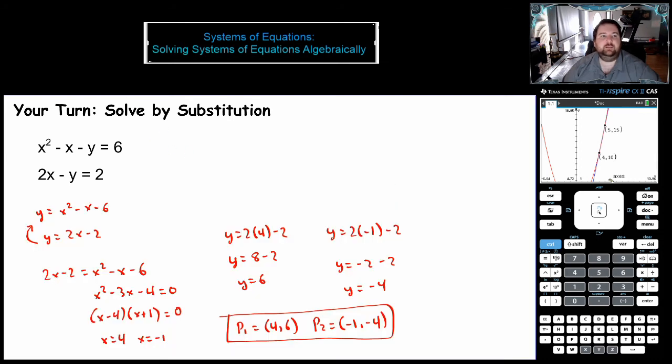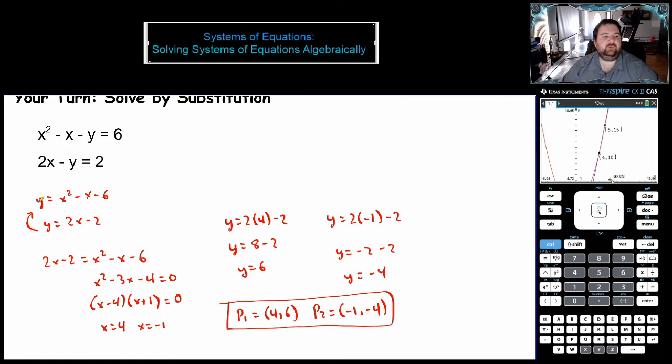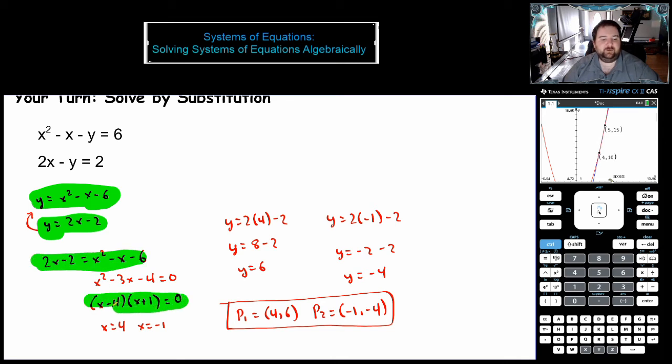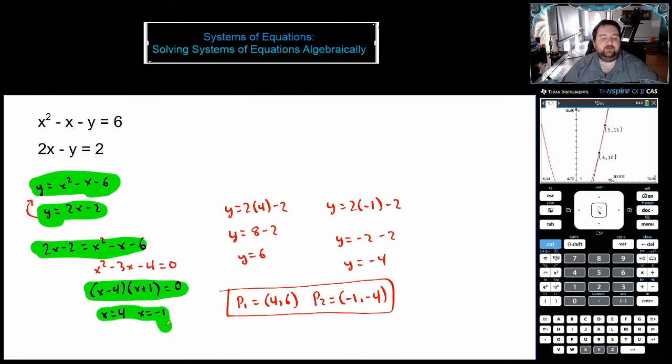Okay, welcome back. Let's go through the solution. So the first thing you should have done is isolate both equations. So you would have y equals x squared minus x minus 6 and y equals 2x minus 2. Then you're going to substitute your linear into your quadratic, and you're going to solve for it by factoring to find x equals 4 and x equals -1. Now you can find the corresponding y values. And so the corresponding y value when you plug in x equals 4 is y equals 6. And that gives you P1, 4 and 6.